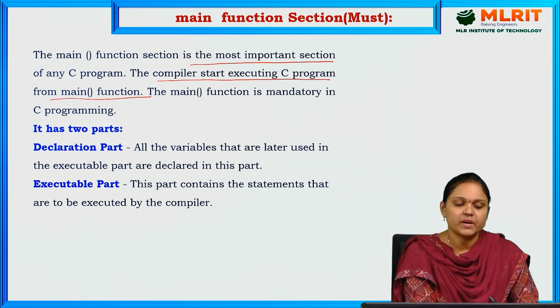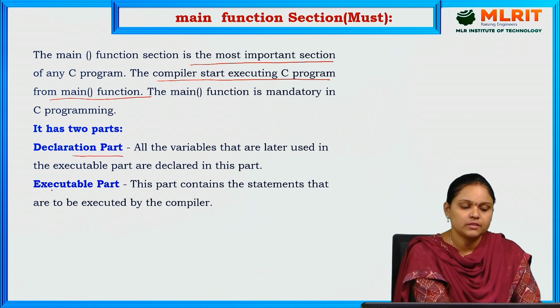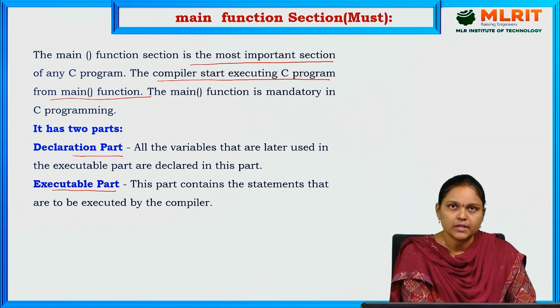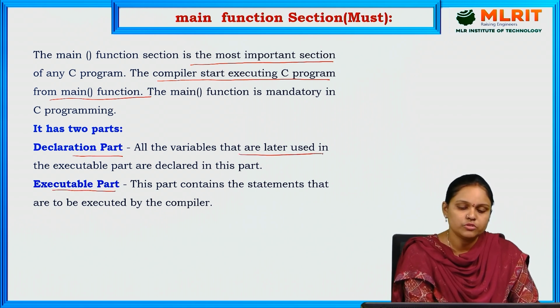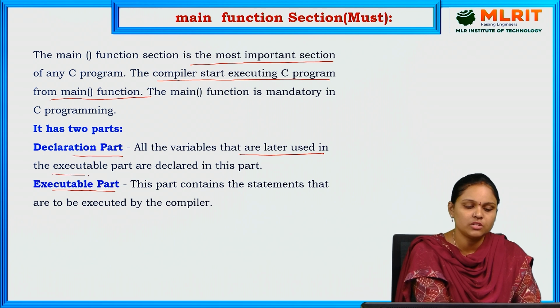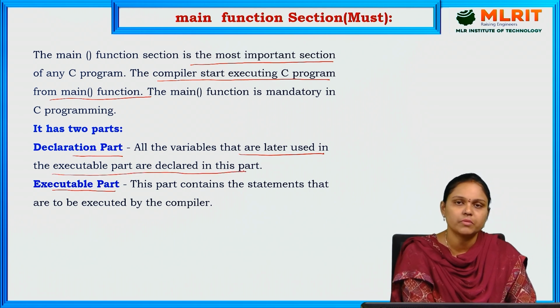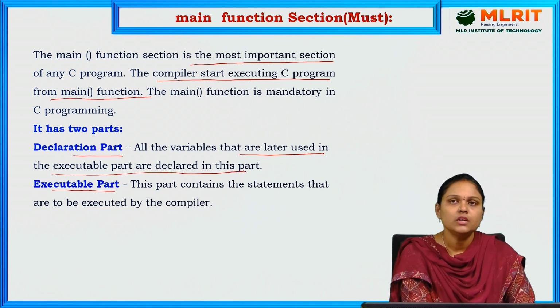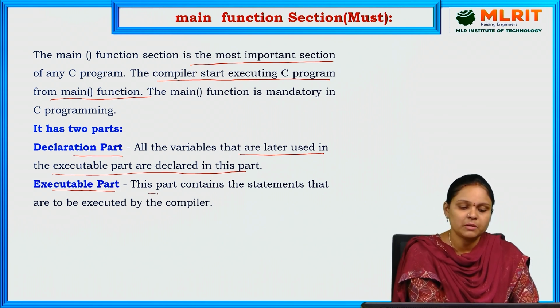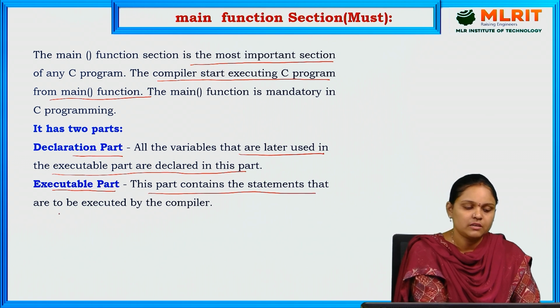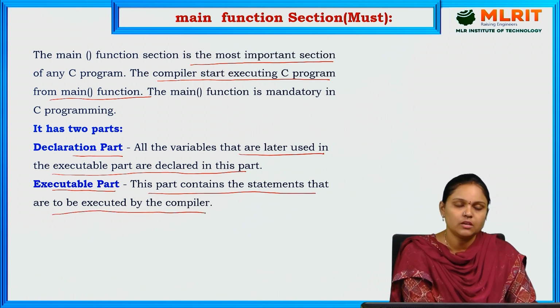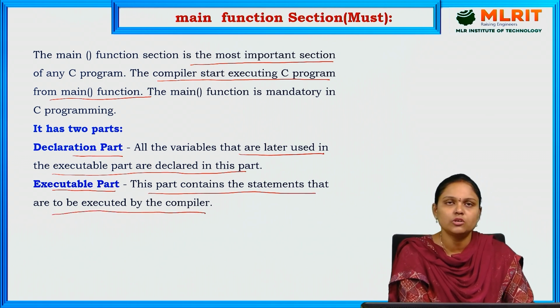It has two parts. One is the declaration part and another one is the executable part. All the variables that are used in the executable part are declared in the declaration part. The variables that we are using, we need to declare first. Then only can we write the executable part. The executable part contains the statements that are to be executed by the compiler. It is nothing but the logic we are using to solve that particular task.